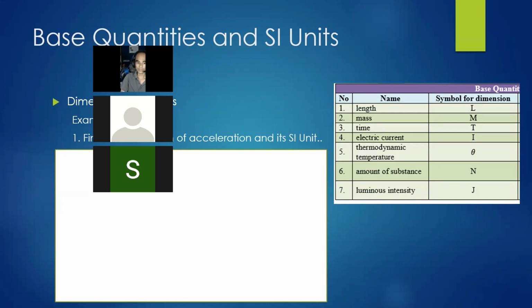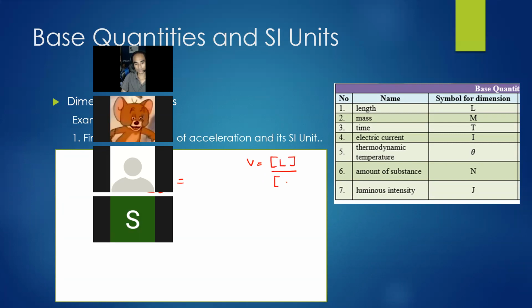So this is just for example. The formula of acceleration is change of velocity over change of time, v over t. So dimension of v is what? LT negative 1. So the dimension of acceleration is LT negative 2.